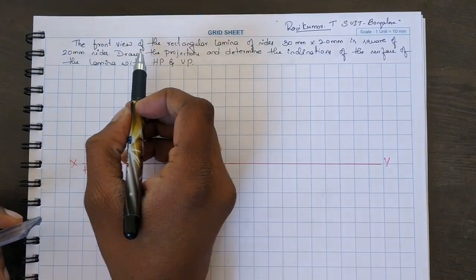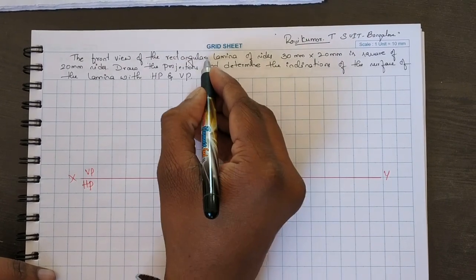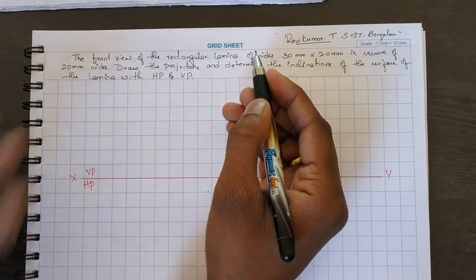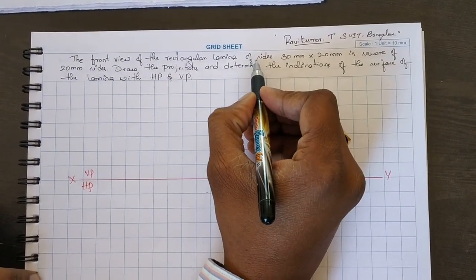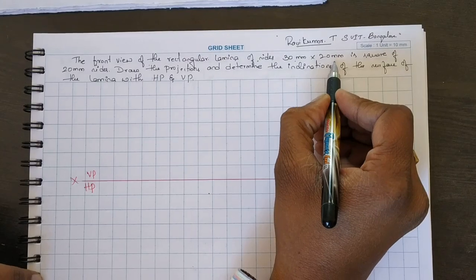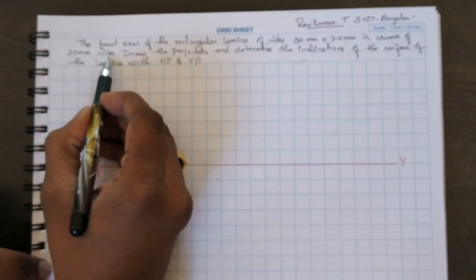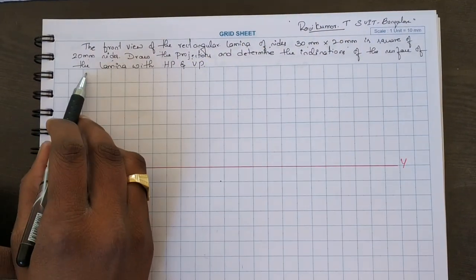But these are some tricky problems, okay? See, here is given the front view of a rectangular lamina. The front view you will get above the xy line, in the VP. So the front view on xy: a rectangular lamina of 30 into 20 mm is a square of 20 mm sides. Draw the projection and determine the inclination of the surface of the lamina with HP and VP.